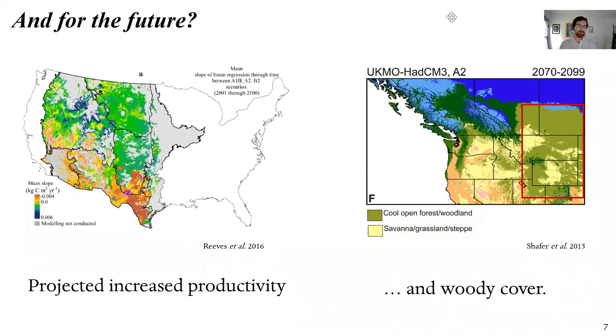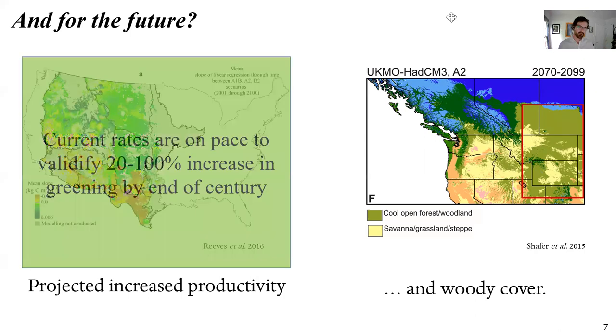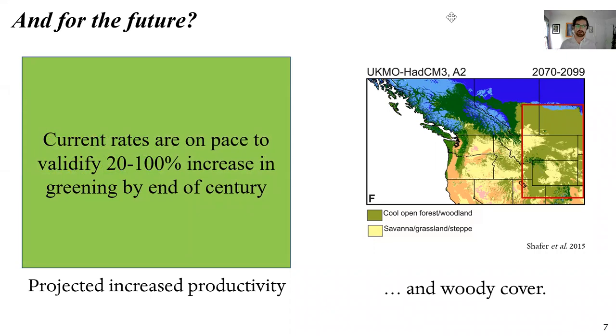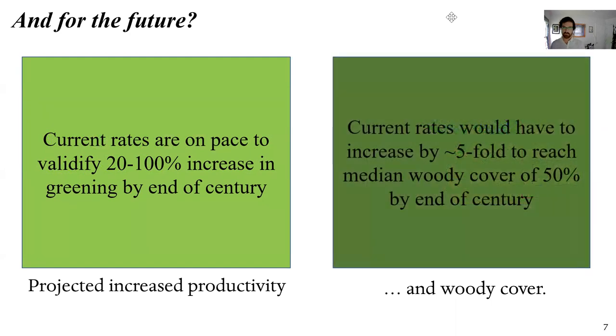And then we think about the future. There are lots of studies that try to predict the future for productivity, and a few studies looking at vegetation in the future. Our rates validate the pace or proportion of increase in the future, which is about 20 to 100% increase by 2100. However, for woody plant expansion, we'd need to increase the rate by about 5x to get to that open woody forest, again, entire conversion of the prairie to that.